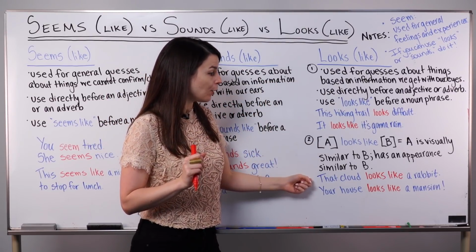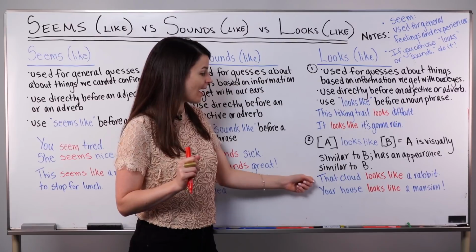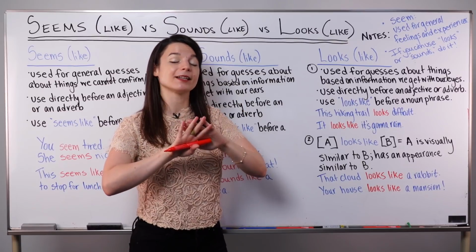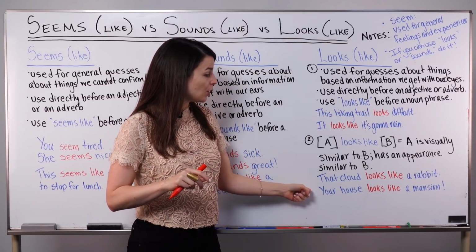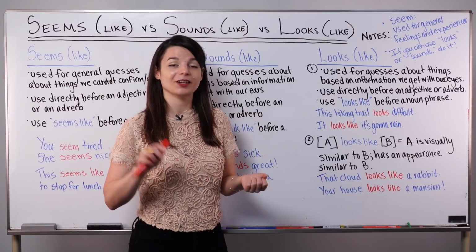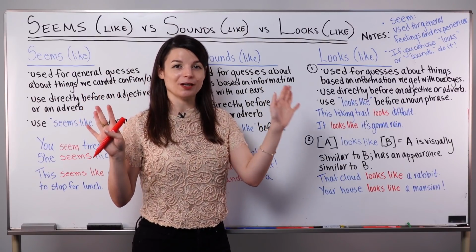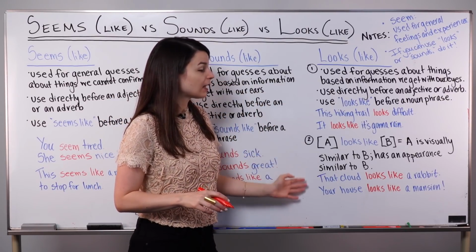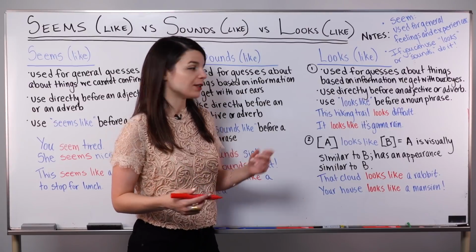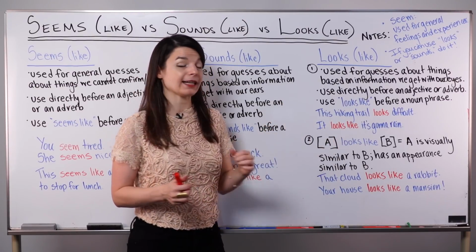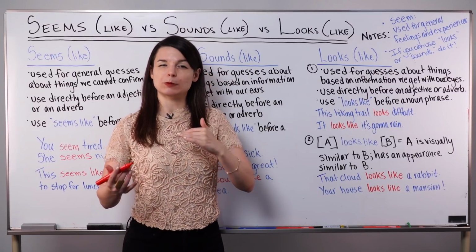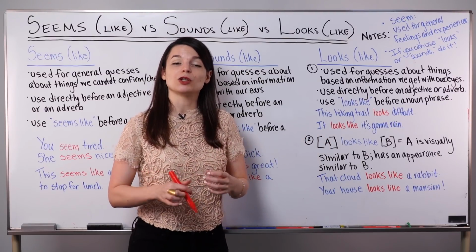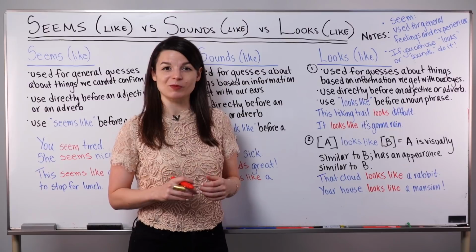Examples. That cloud looks like a rabbit. So that cloud, A, looks like a rabbit. That means the two things have the same appearance, or a similar appearance. Another example, your house looks like a mansion. Your house, A, looks like a mansion, B. So the two things have similar appearances. You can pretty clearly understand which meaning of looks like is intended based on the situation. Is the speaker comparing appearances, or is the speaker making a guess? Depending on the sentence, you can usually pretty clearly understand which one the speaker wants to say.